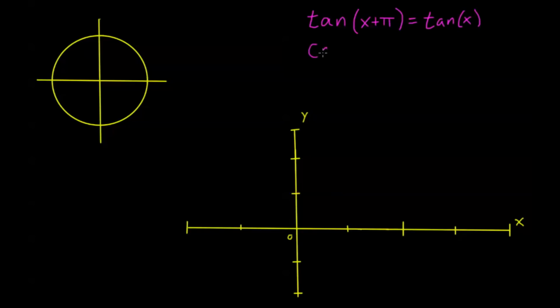And cotangent as well, cotangent of x plus pi is going to be equal to cotangent of x, right? They both start repeating themselves after a distance of just pi. So when we're graphing these, when we graph one period, we'll usually be looking at a smaller horizontal distance than when we work with sine, cosine, secant, and cosecant.